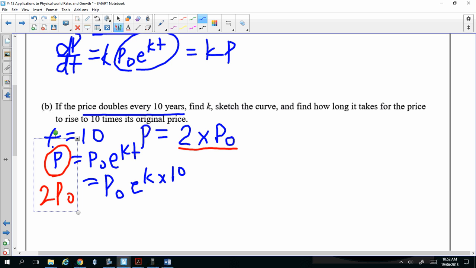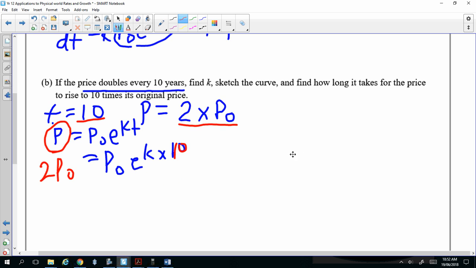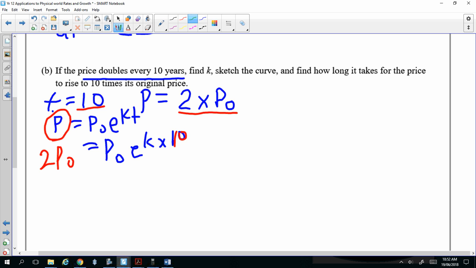Okay, so what do we do next? We have to divide both sides by P0. Cancel, cancel. And you're going to get 2 equal to e to the power of 10k, like that.